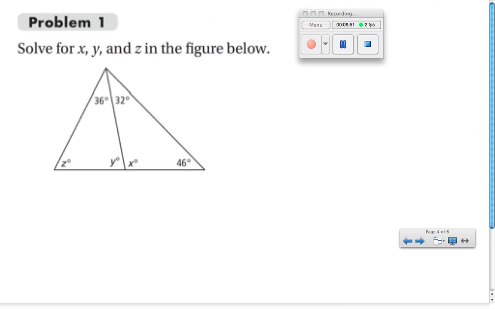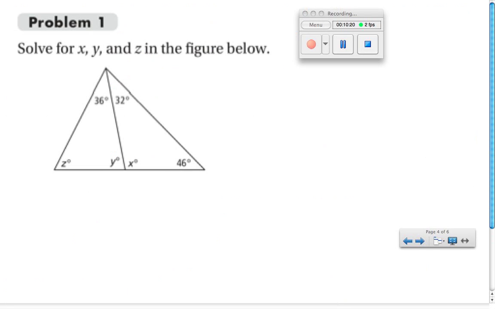All right. So in problem 1, we are simply being asked to find these different variables. Myself personally, I like going alphabetically whenever possible. So my eye naturally goes to the x angle. What might I do in order to solve for x? Helena. Add 32 and 46. And then? X equals 180.